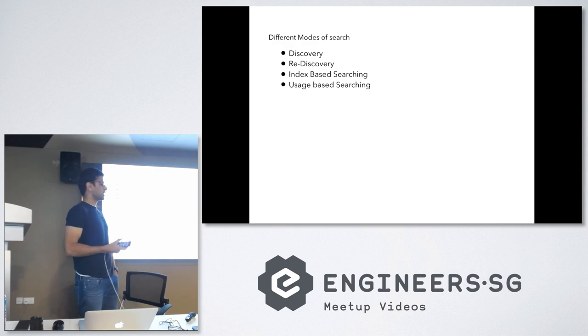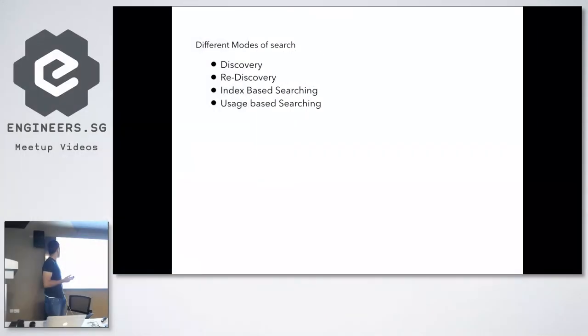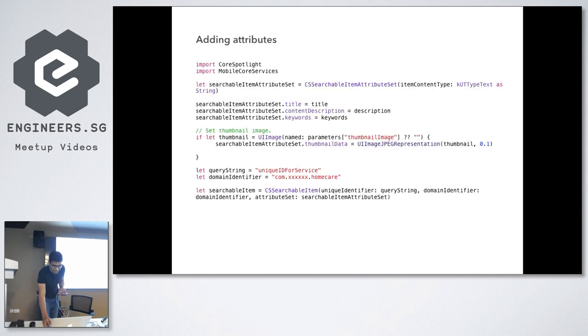Then index-based searching, which is used by most file systems. Then user-based searching, where the user did some activity in your app. Let's say the user read some sports news, and you bring him back to the sports news section of the app. So we're going to discuss all these things very briefly.